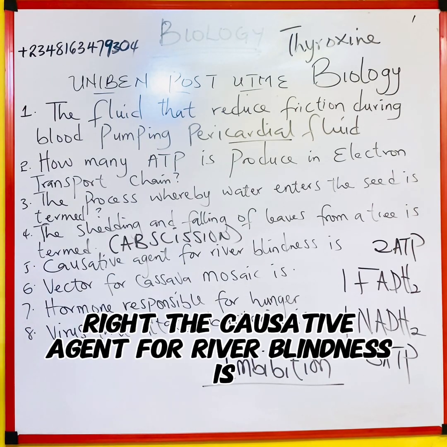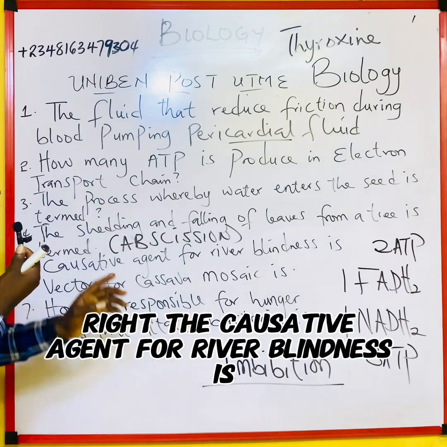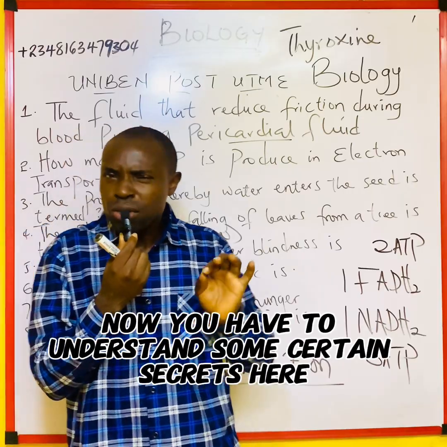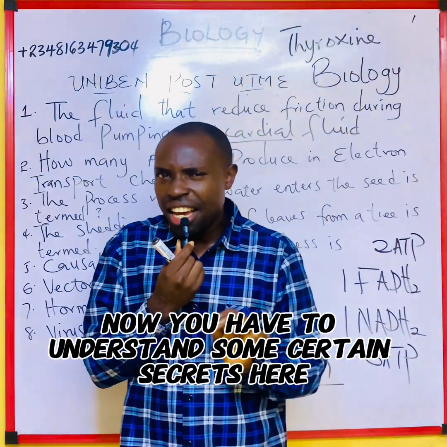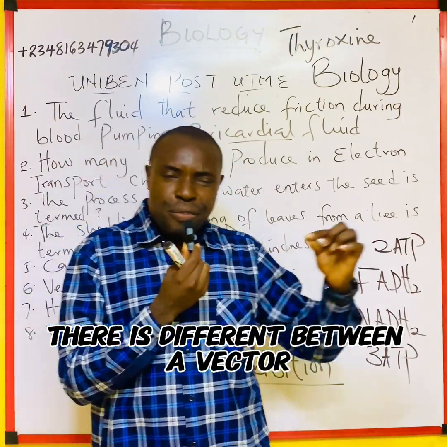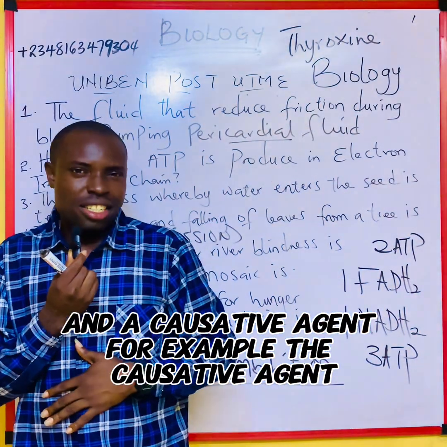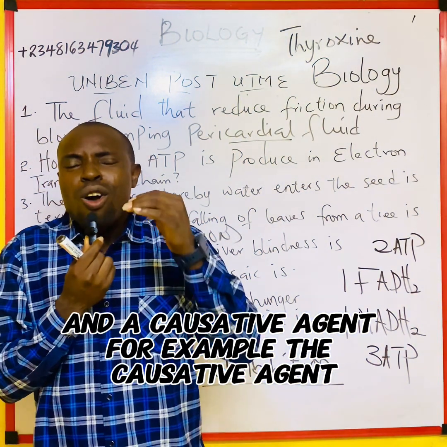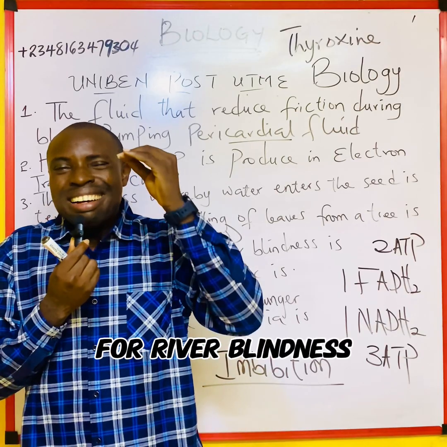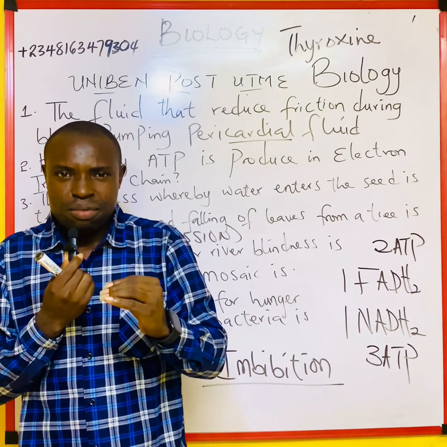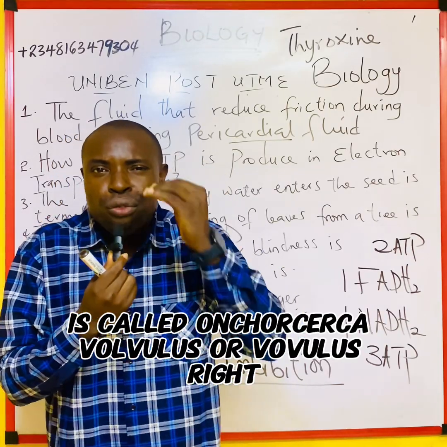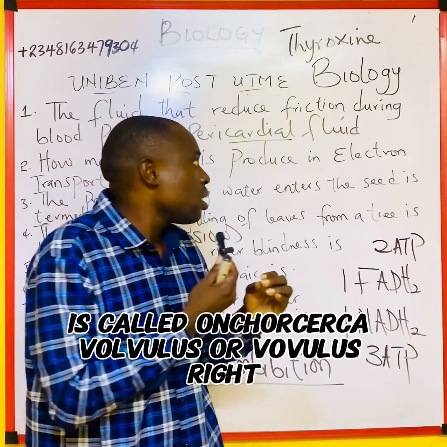The causative agent for river blindness is... Now you have to understand some certain secret here. There is a difference between a vector and a causative agent. For example, the causative agent for river blindness is called Onchocerca volvulus, right?